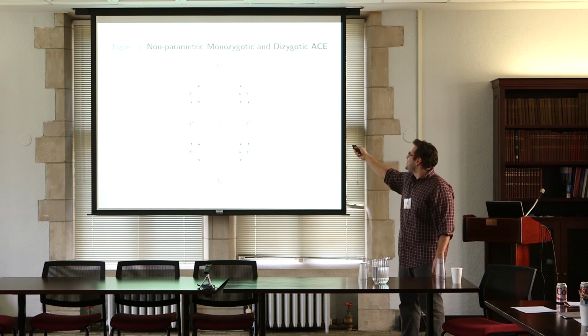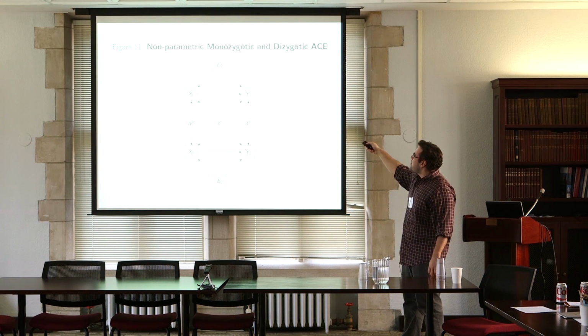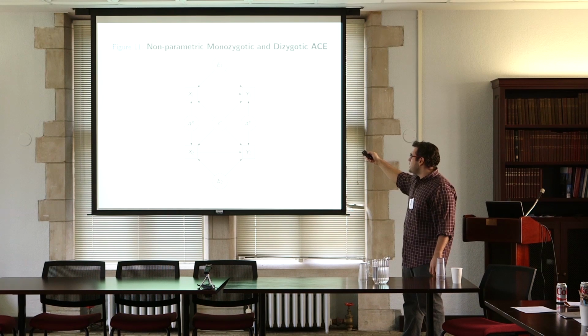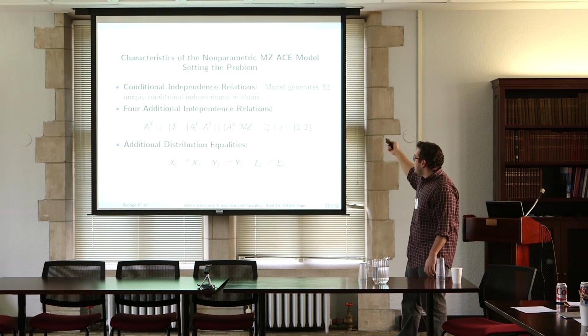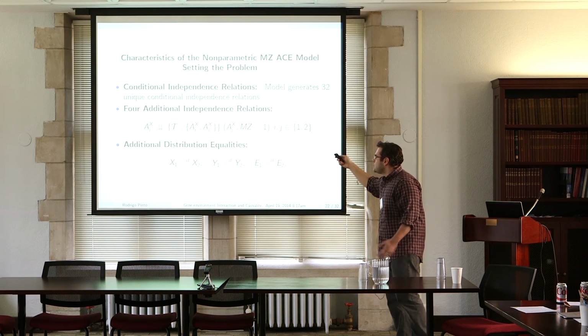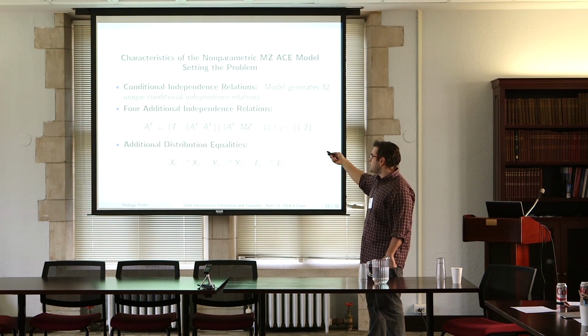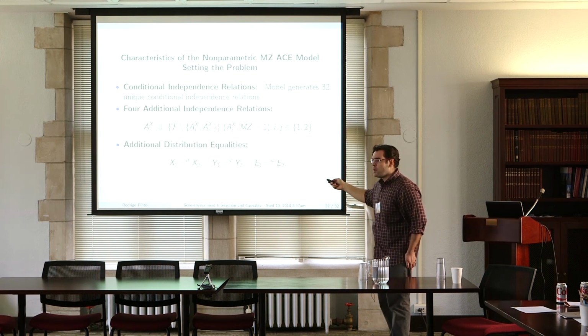Well, hopefully soon. And this is the non-parametric model of monozygotic, still using the independence relation between A, C, and E. You have a simpler model, because then I can get rid of the monozygotic variable. Then you have a less conditional dependence relation, and you still have the same distribution, the conditional dependence relation and distribution equality that we had before.